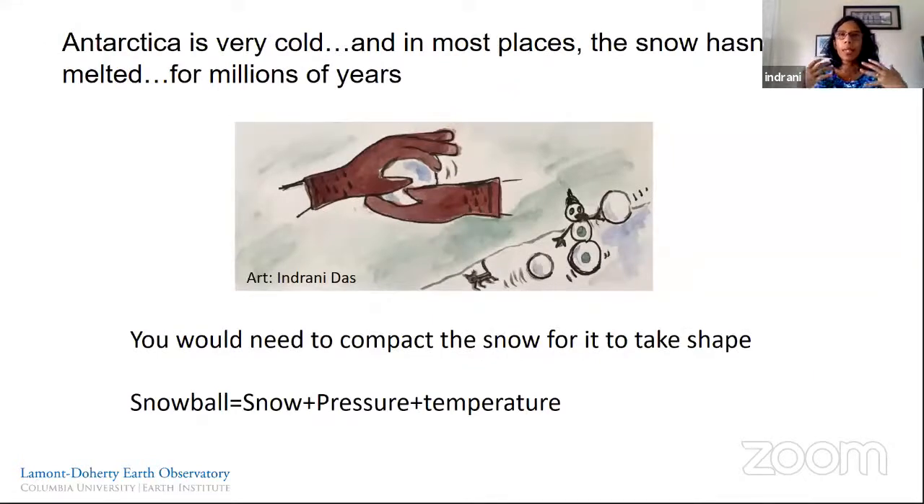Except that in the regions where we live, the snow eventually melts. But Antarctica is very cold, and in most places the snow hasn't melted. For millions of years, it has not melted. So what is the snow? We need to know how ice sheets form. So let's start with the snowball.